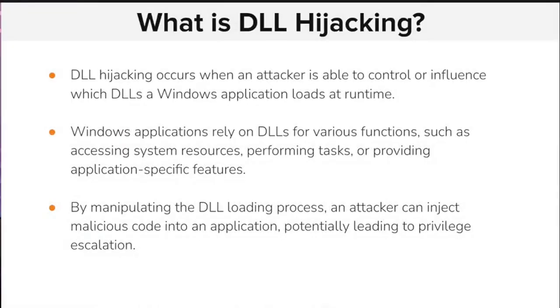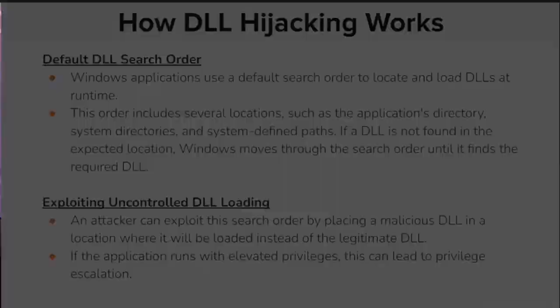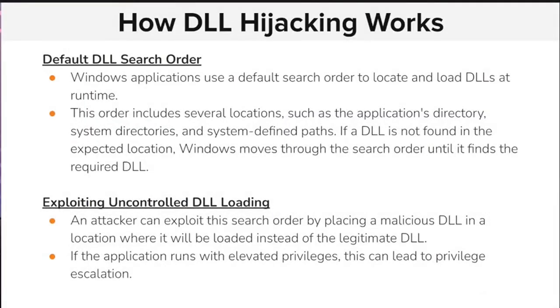So DLL hijacking occurs when an attacker is able to control or influence which DLLs a Windows application loads at runtime, or when the program starts. Windows applications rely on DLLs for various functions such as accessing system resources, performing tasks, or providing application-specific features. By manipulating the DLL loading process, an attacker can inject malicious code into an application, potentially leading to privilege escalation. Now, in terms of how this works, you obviously have the default DLL search order.